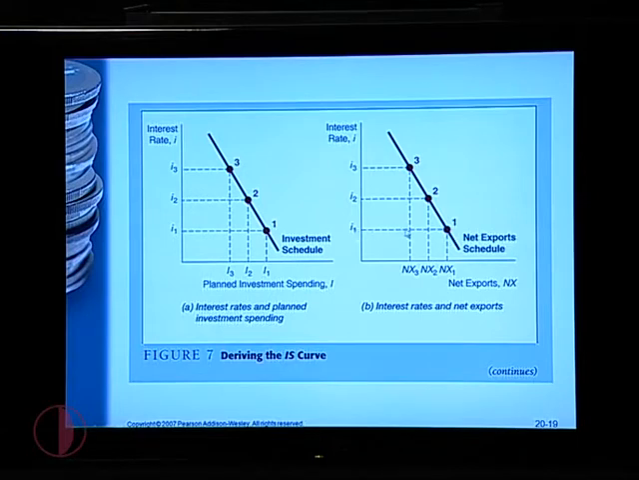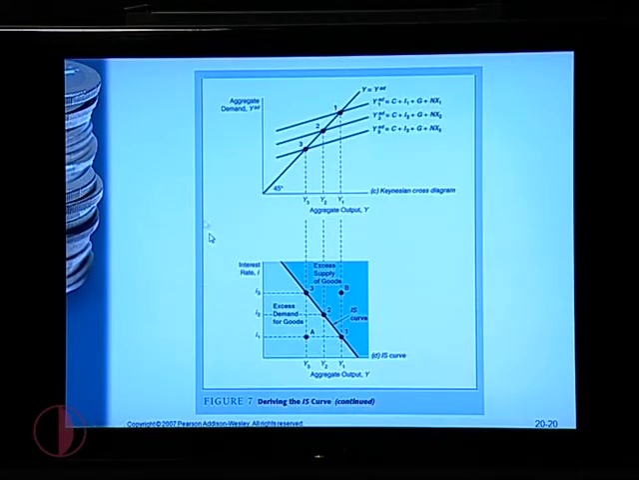So also here, interest rate is plotted against net export. At a lower level of interest rate, a higher level of net export is achieved. But when the interest rate increases to I2, the net export decreases to NX2, and so also to NX3 when it goes to I3. Here at A, interest rate and planned investment spending. Here at B, interest rate and net export. This is driving the IS curve in our figure 7.